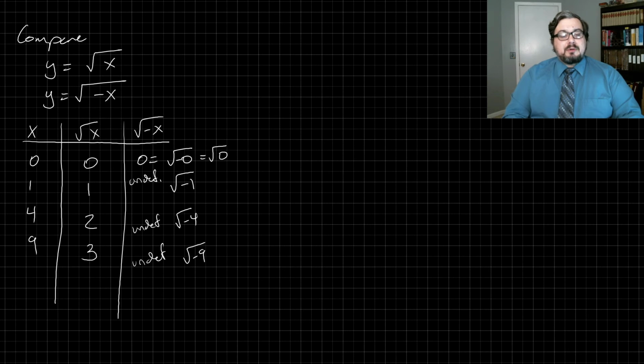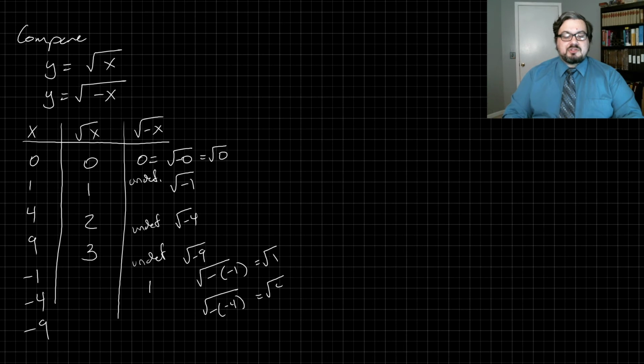However, we see that 1, 4, and 9 don't work as inputs to the function square root of negative x. However, the numbers negative 1, negative 4, and negative 9 do. If x is negative 1, then the square root of negative x is the square root of negative negative 1, which is just the square root of 1, which is 1. And the square root of negative negative 4 is just the square root of 4, which is 2. And the square root of negative negative 9 is the square root of 9, which is 3.